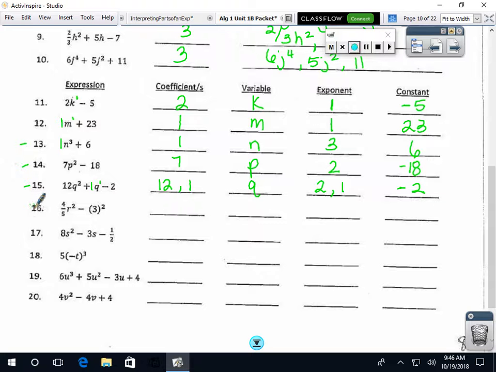Now for number 16, I want to go ahead and simplify it. Instead of putting minus 3 squared, can't we just put minus 9 instead? And so now the coefficient is 4 over 5. The variable is r. The exponent is 2. And the constant is 9.